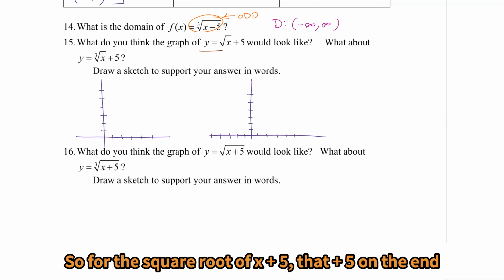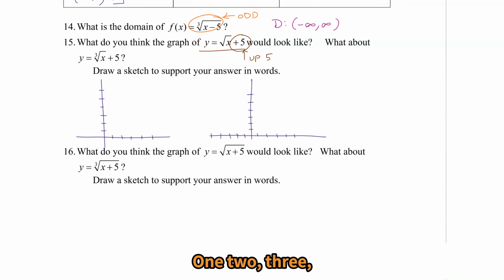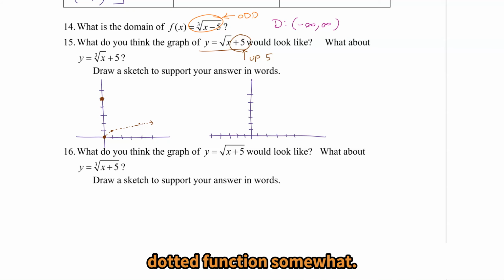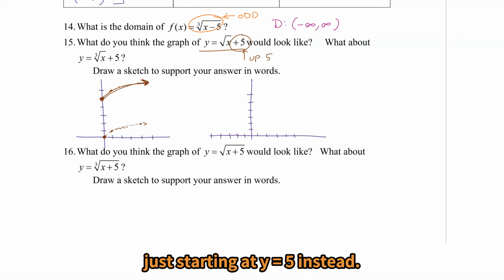Take a moment, pause the video, see if you can sketch a quick graph of each of these. So for the square root of x plus 5, that plus 5 on the end means we're translating it up 5. 1, 2, 3, 4, 5. Our original square root x function looks like this dotted function somewhat. So I move it up 5 and I'll get that same shape, just starting at y equals 5 instead.